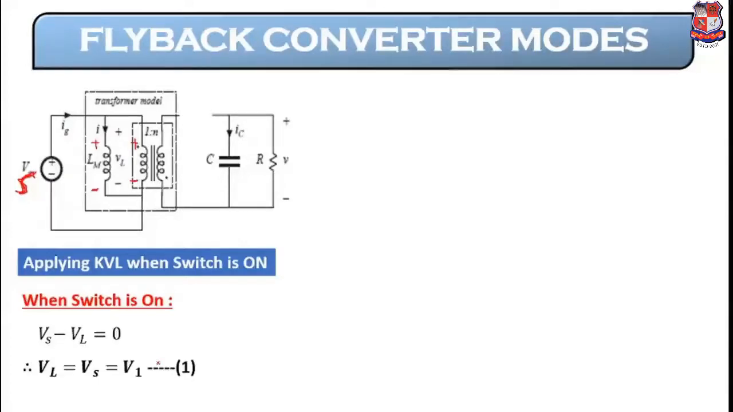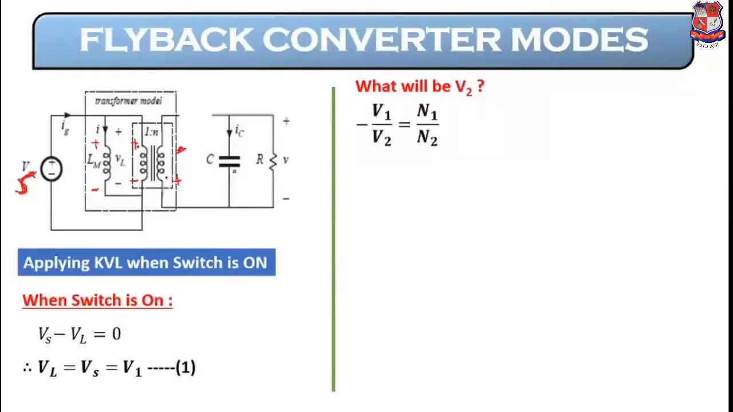So this is equation number 1. Now what will be V2? V2 is present over here. So what will be V2 over here? This is plus and this is minus as per the equations. So V2 will be, you have to go according to the turns ratio.